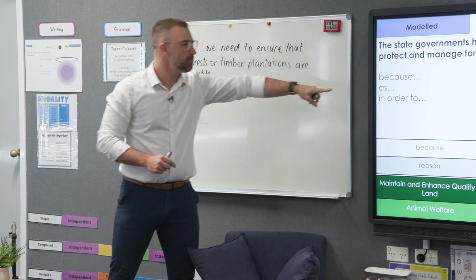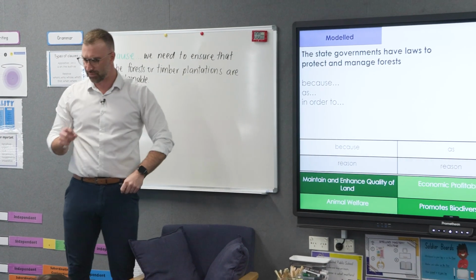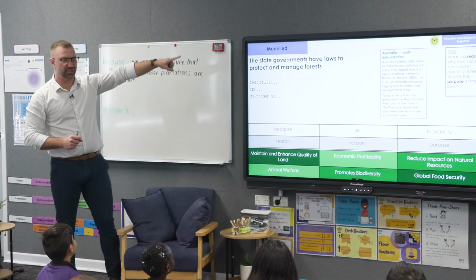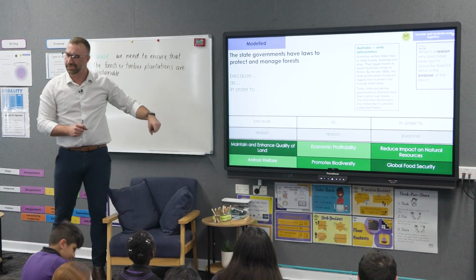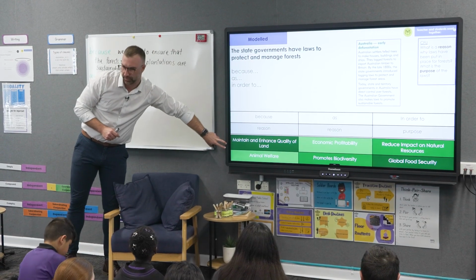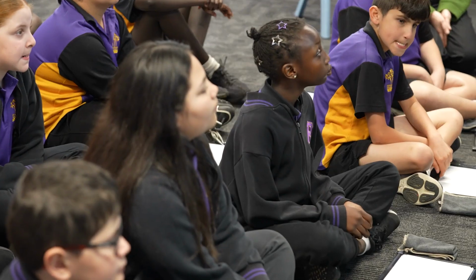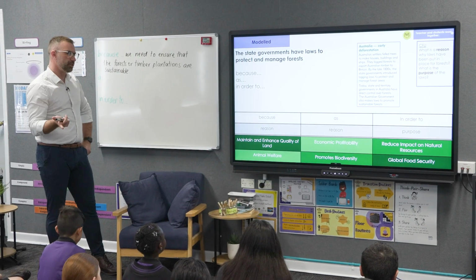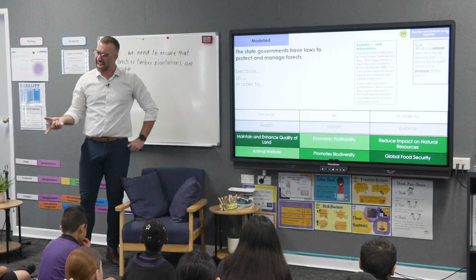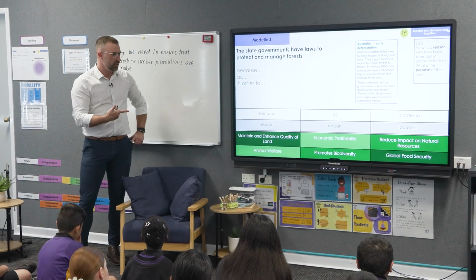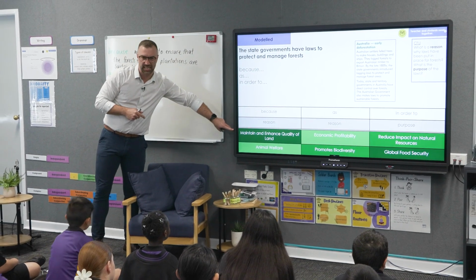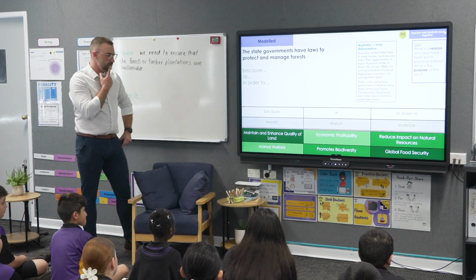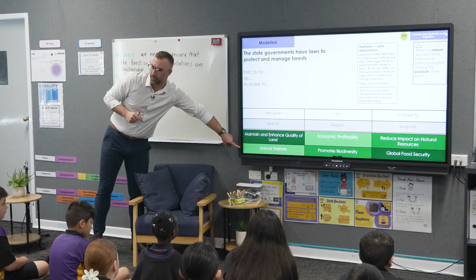All right, I'm now going to move to as. As is another reason. All right, so I've used information from the text that we have read. I'm now going to link it to one of our 6 key principles. All right, what am I going to? Ooh, I know we spoke just before about animal welfare and looking after the animals, but I could also link it to maintain and enhance quality of land. Which one should I choose? I am going to choose animal welfare.